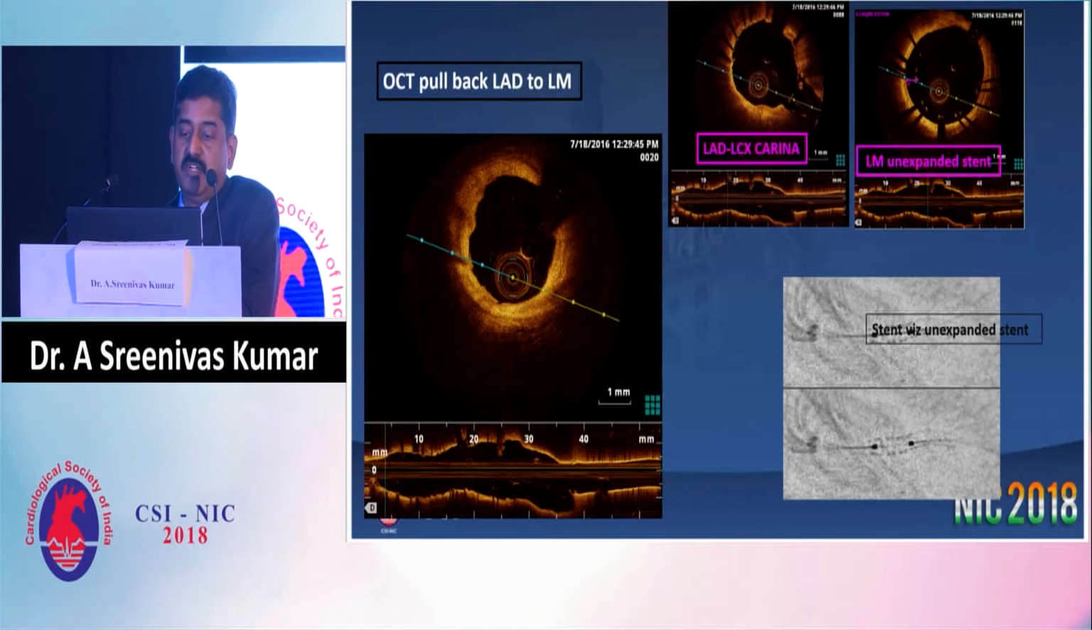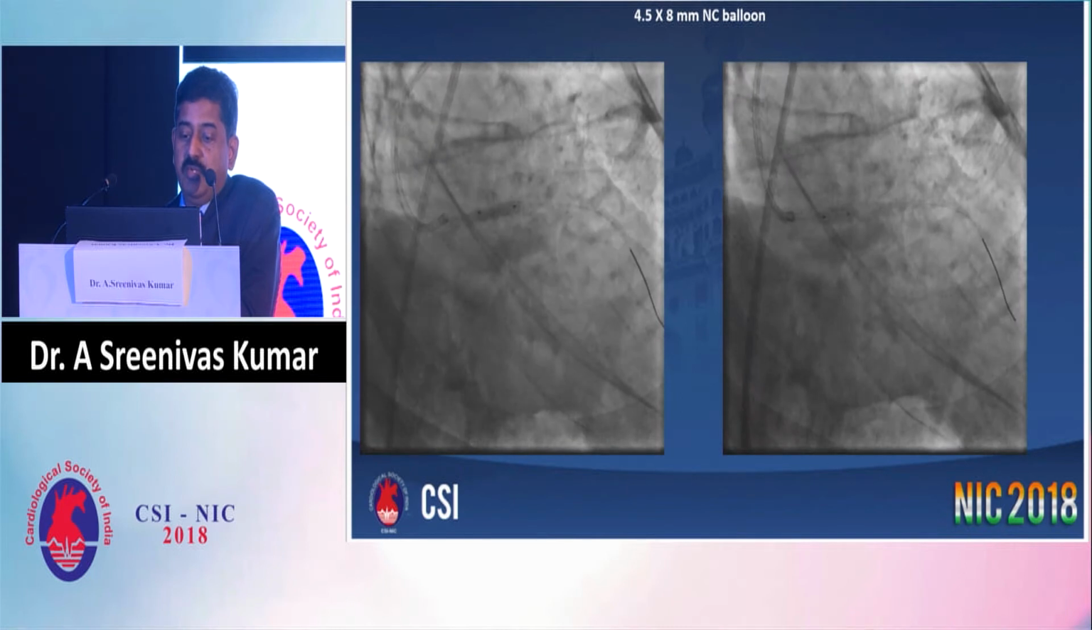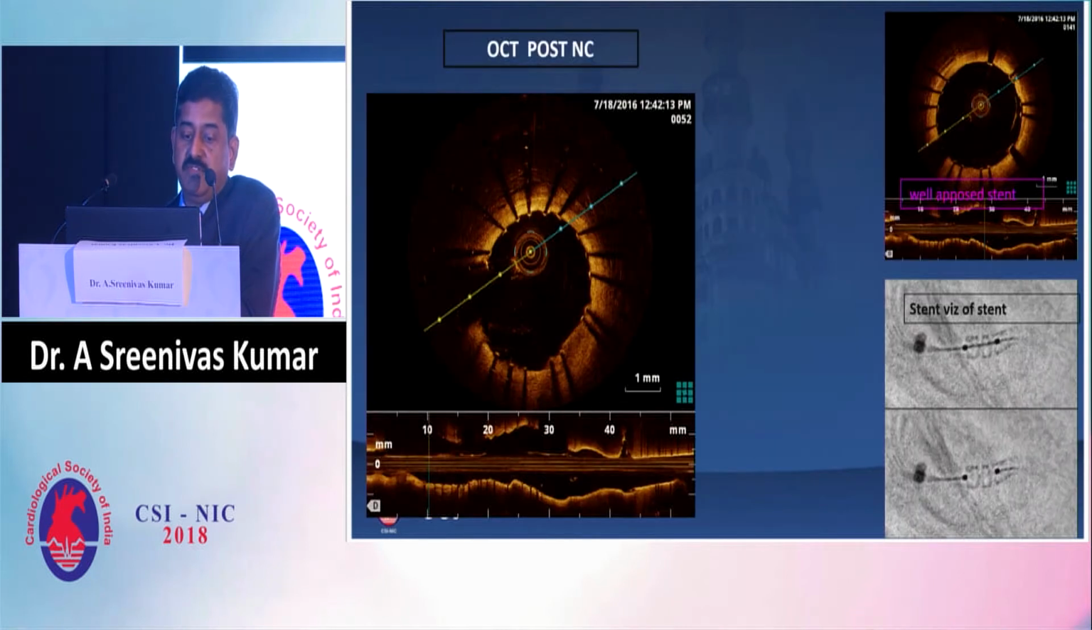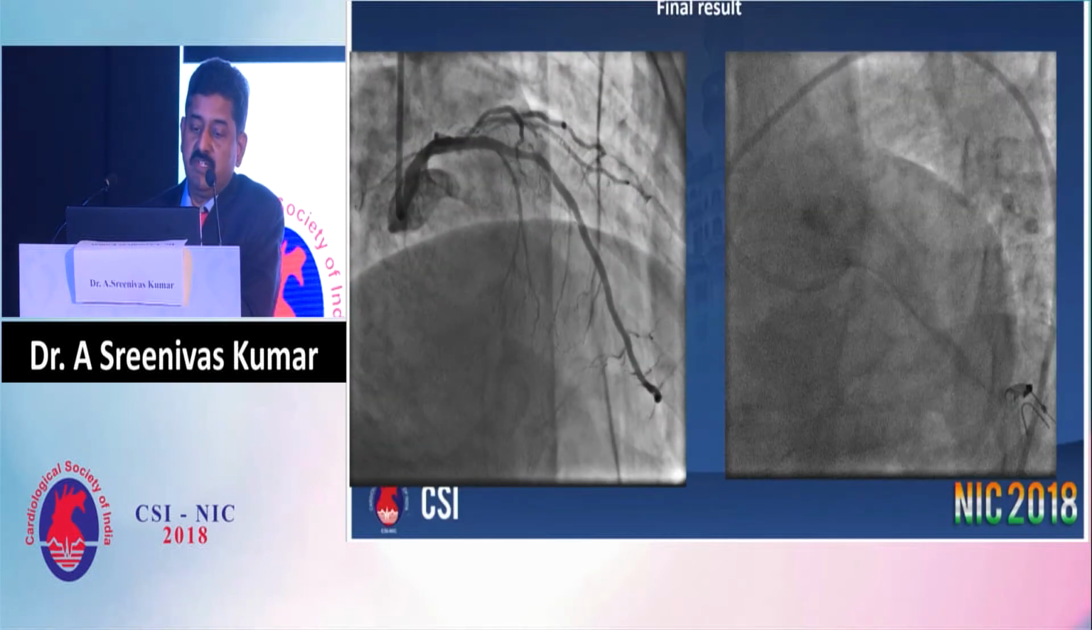But when you studied through OCT again, there was obviously underexpansion in the proximal portions, so it was post-dilated with a 4.5 balloon, and this is seen again through OCT and then Vela post-stent. That's the final result which you see.